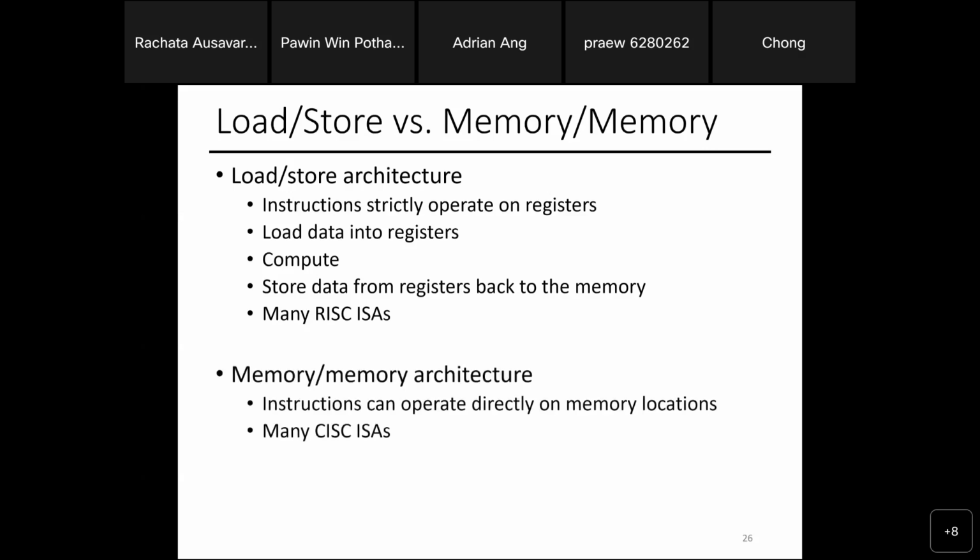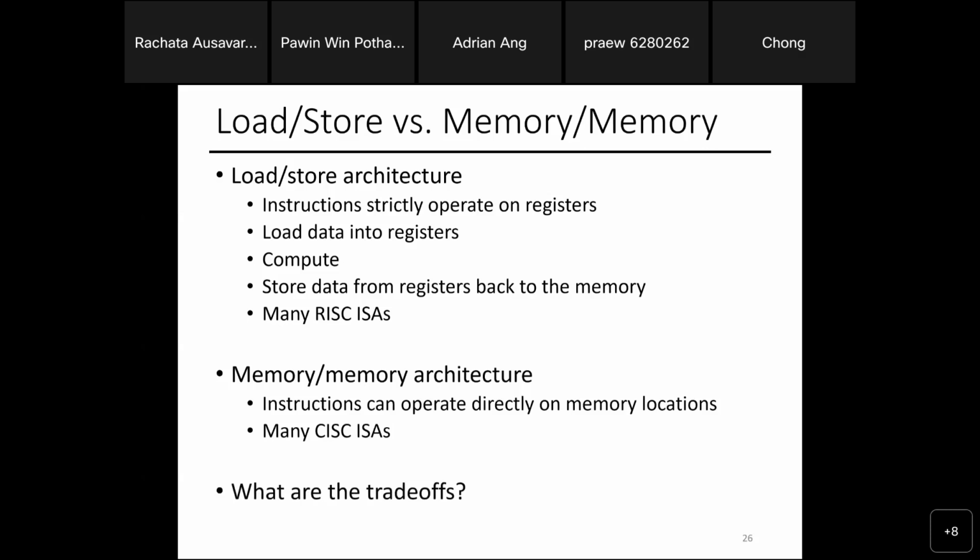Memory to memory architecture means that I want to build the support to say I want to add address 10 and 20 together. That's it. I don't have to put that in the register. I want to add that memory location with that memory location. Many old CISC architectures support memory to memory, but back in the day, memory is actually expensive. Register is expensive, so you want to be able to support this.